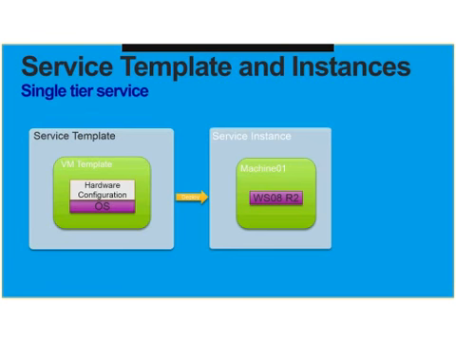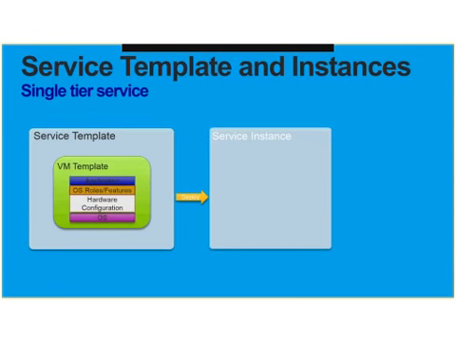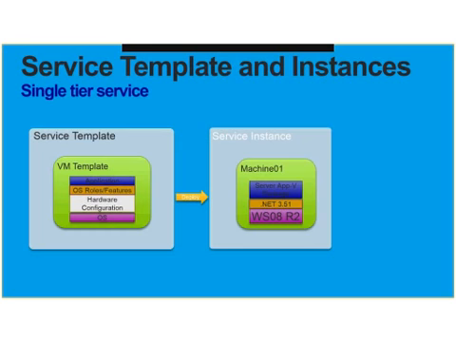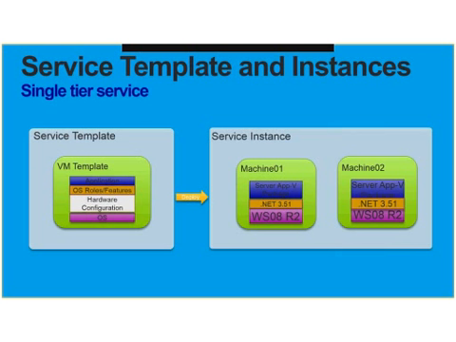So for single tier services, you see how you have all your roles and OS roles and features, hardware configuration, OS. You go ahead and deploy it to a service instance. It creates a VM and it passes all the applications and the operating system and all your requirements. Then you have a service instance with these many machines in there, and they can be an exact replica of each other, or you can have different roles.